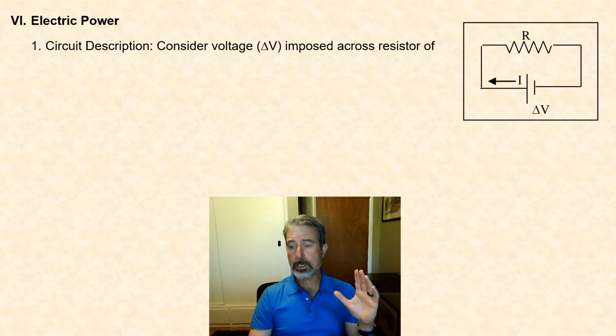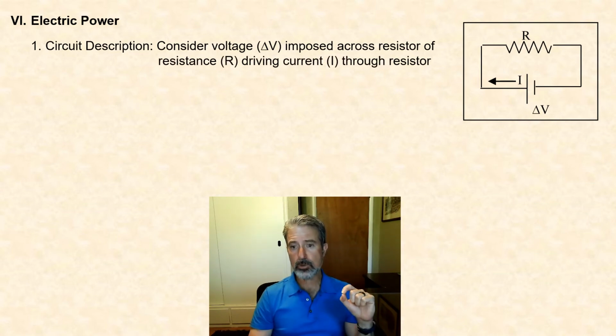So we will consider a very simple circuit consisting of a source of voltage, or electric potential difference, which gets impressed across a resistor having a resistance R, driving a current through the resistor. We can think of this, as in the previous slide, as a resistor that could be a heating element, or it could represent the filament of an incandescent bulb, which is providing light.